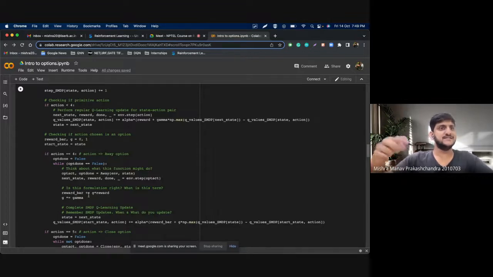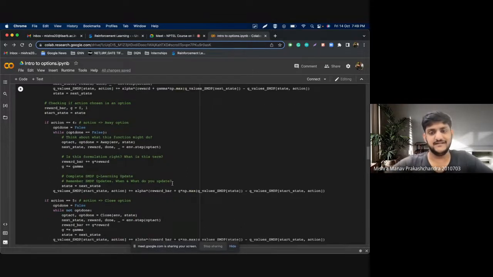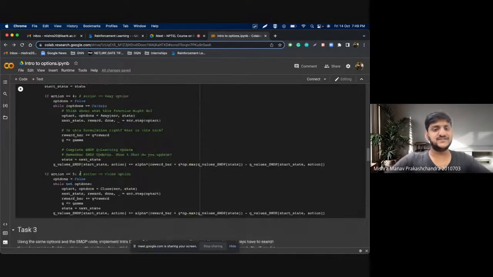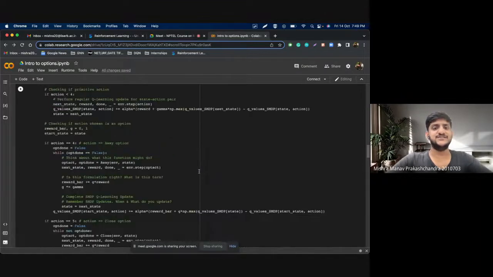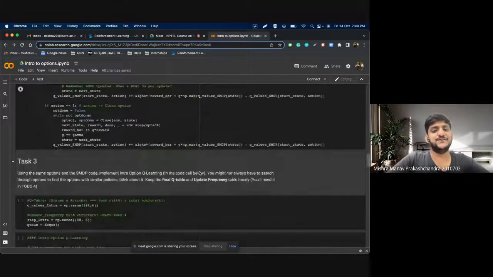So this reward bar is RT plus gamma RT plus 1, and so on, that we had seen 10, 15 minutes ago, right? And then I do state is next state, and finally I update all the Q values based on the reward bar, not on the reward, right? And then if the action is 5, I do the same thing, and the update is as follows. So this is my standard SMDP Q learning. Okay, so this is the function for that.